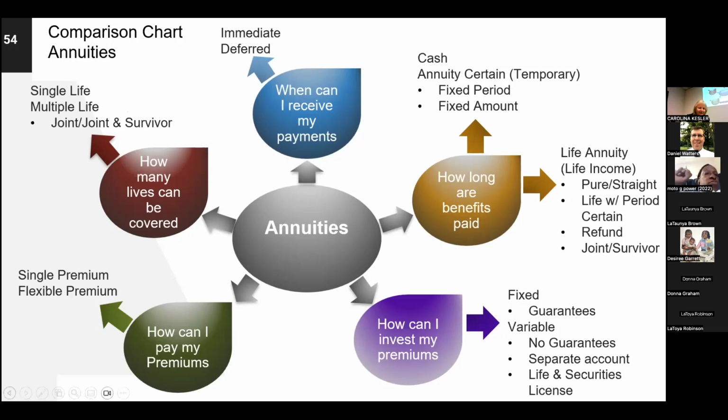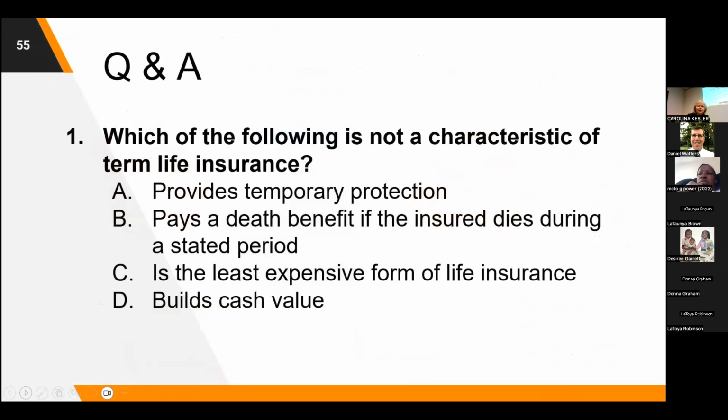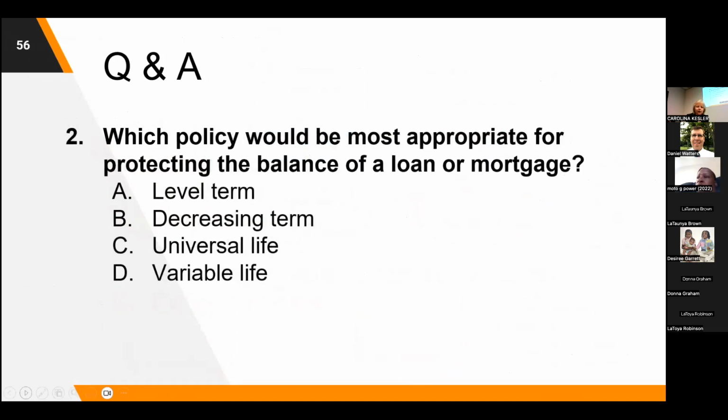Ready for your little quiz. Okay, which of the following is not a characteristic of term? Correct. It doesn't build cash value, right? It's just pure life protection. Which policy would be the most appropriate for protecting a loan or a mortgage? Decreasing term. Definitely. Good job.